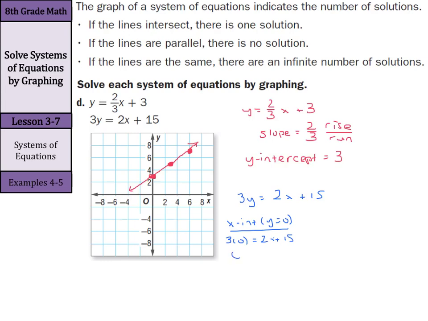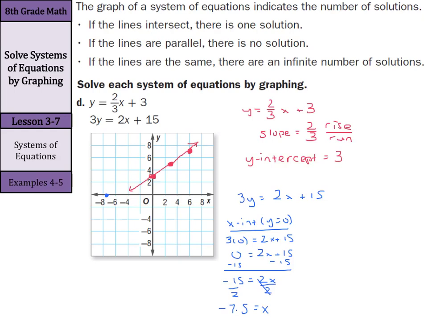And go, all right, 0 equals 2x plus 15. Subtract 15 from both sides. Negative 15 equals 2x. Then I could divide by 2 and divide by 2. And negative 7.5 is going to be my x-intercept. So my x-intercept is negative 7.5, which is somewhere right around here.